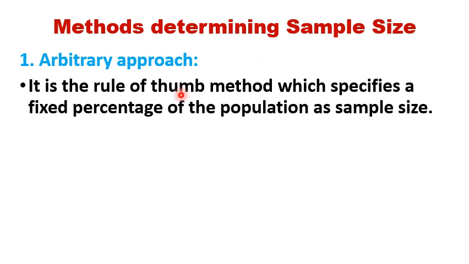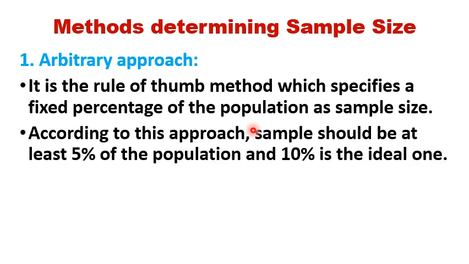Next topic, methods of determining sample size. So let us analyze what are the methods used for the determination of sample size. First one, arbitrary approach. It is the rule of thumb method which specifies a fixed percentage of the population as sample size. According to this approach, sample should be at least 5% of the population and 10% is the ideal one.